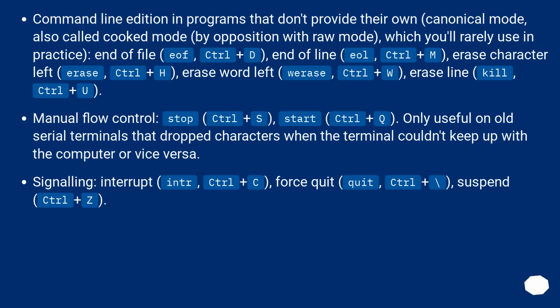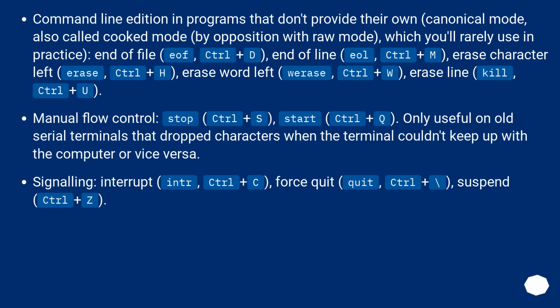These functions fall into three categories. Command line editing in programs that don't provide their own, in canonical mode, also called cooked mode, as opposed to raw mode, which you'll rarely use in practice: end of file, EOF, Ctrl+D; end of line, EOL, Ctrl+M; erase character left, erase, Ctrl+H; erase word left, werase, Ctrl+W; erase line, kill, Ctrl+U.